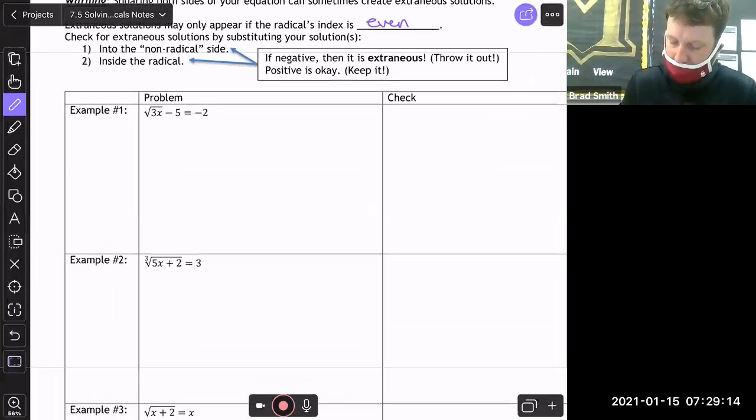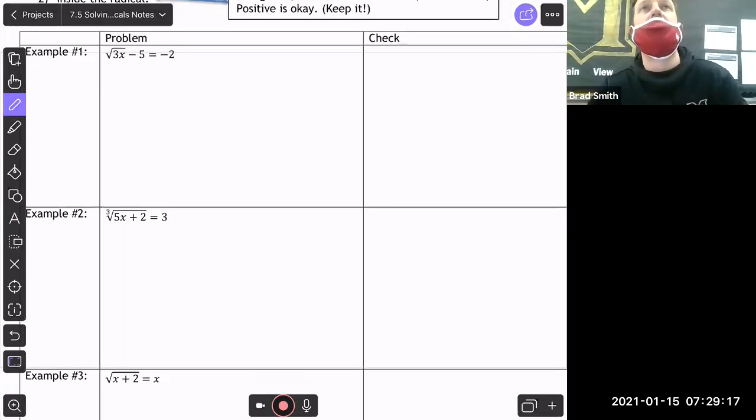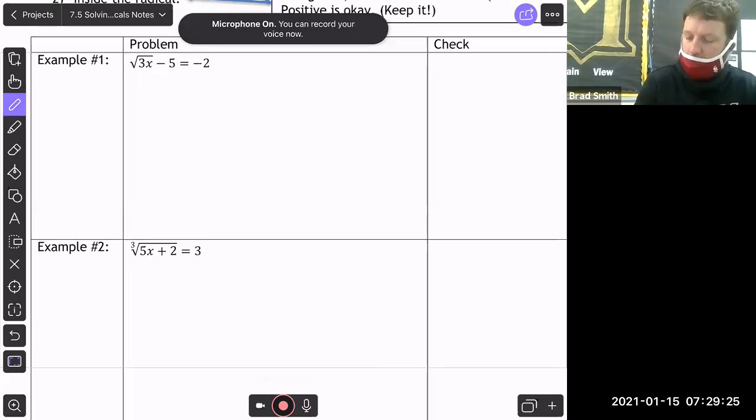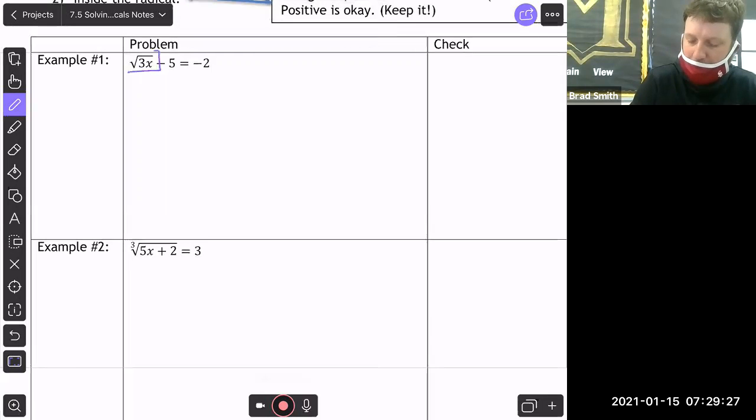If we're looking at this, this shouldn't be too crazy for you. Square root of 3x minus 5 is equal to -2. What I'm going to do is isolate the radical, so I'm going to get this by itself. I need to move that 5 to the other side, so I'm going to add 5 to both sides.